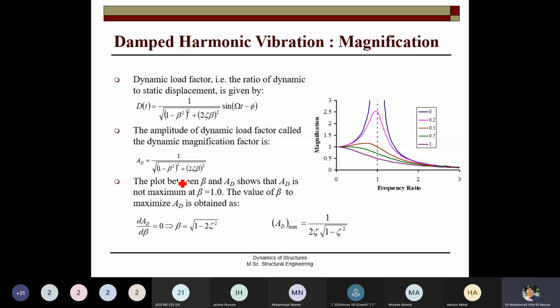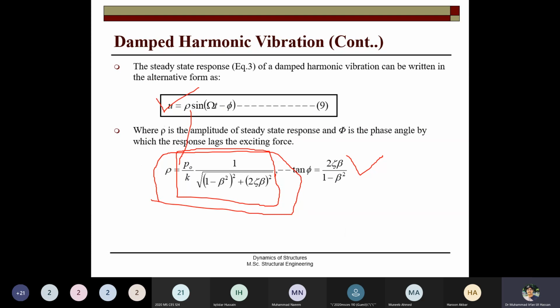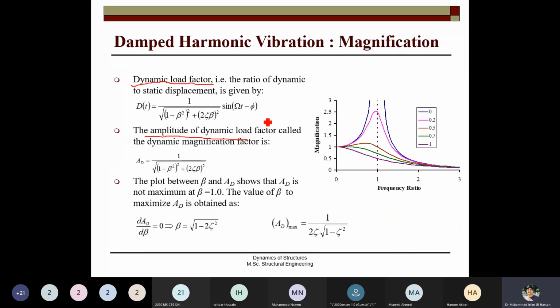Now if you plot the same parameters which we studied in the undamped system, dynamic load factor, amplitude of the factor. What is the dynamic load factor? I told you that it is the ratio of the dynamic displacement to the static displacement. So if you compute the ratio of the dynamic displacement which is obtained and the static displacement, it comes out to be this one. And what is the amplitude of the dynamic load factor, what do we call it? We will call it the dynamic magnification factor here. So the dynamic magnification factor AD, the ratio, the amplitude of this one.